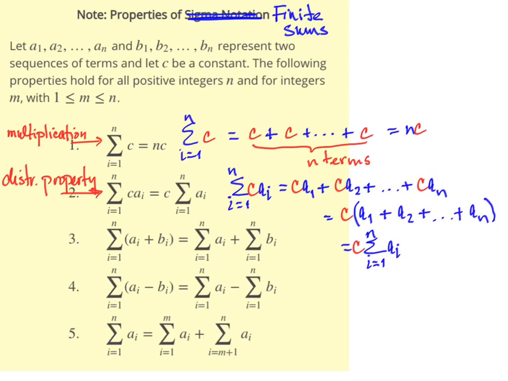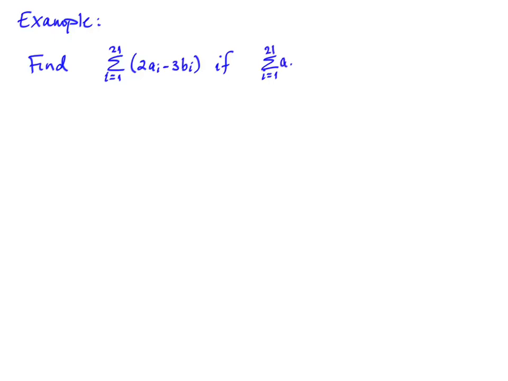So let's do an example similar to your homework. In this example, I'm going to find the sum as i goes from 1 to 21 of 2a_i minus 3b_i, if I know in advance that the sum from 1 to 21 of a_i is equal to 18, and the sum from 1 to 21 of b_i is 5.